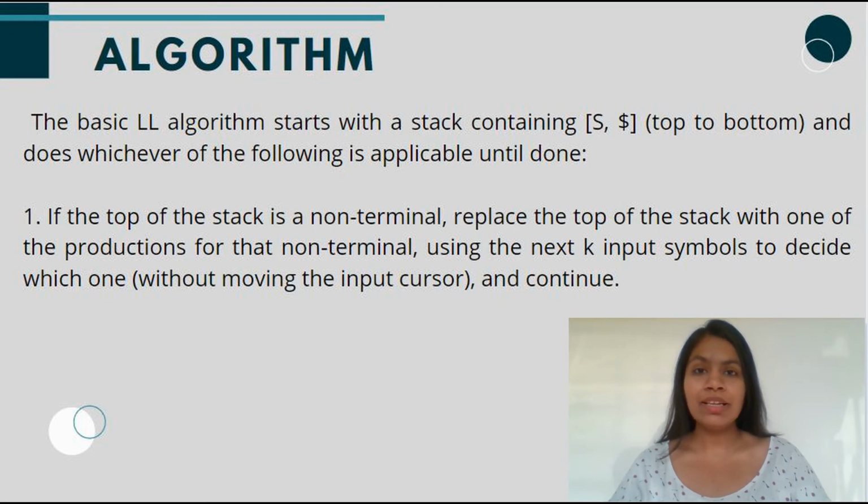The algorithm has three basic rules. The first rule is, if the top of the stack is a non-terminal, we replace the top of the stack with one of the productions of the non-terminal, and we select the production by checking the next K input symbols without actually moving the input cursor.